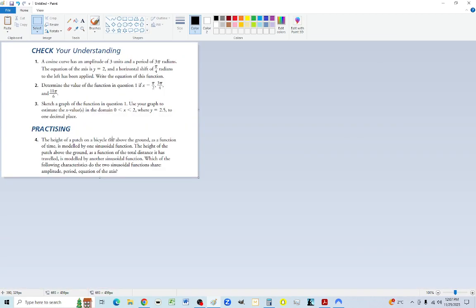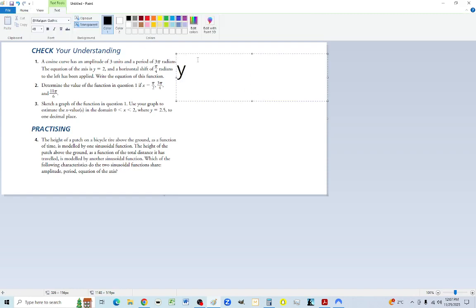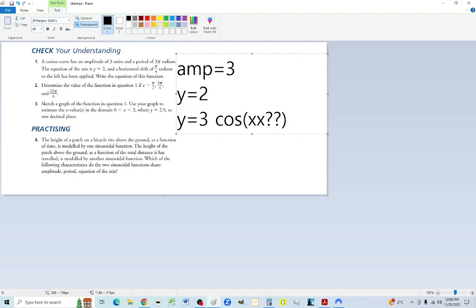So we have a cos curve. It has an amplitude of 3, a period of 3 pi. The equation of the axis is 2. The horizontal shift is pi over 4 to the left, it's been applied. Write the equation as a function. So it's a cosine curve. Let's figure out all the things. So the amplitude is 3. The axis is 2. So right away we get y is equal to 3 cos, and we don't know what happens here, plus 2.